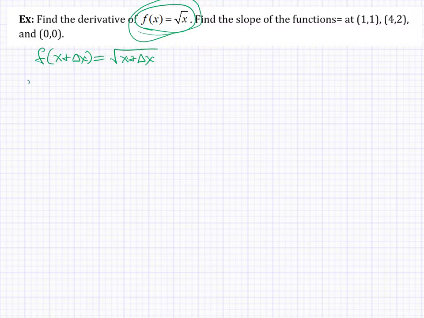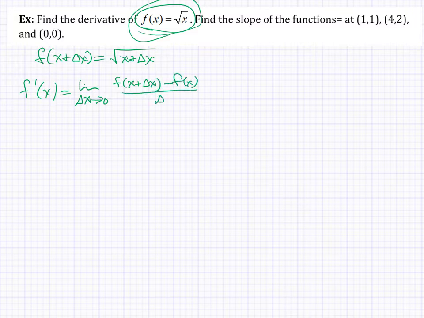So if we use the definition of a derivative to be the limit as delta x goes to 0 of f of x plus delta x minus f of x all over delta x, we would get the limit as delta x goes to 0 of the square root of x plus delta x minus the square root of x all over delta x. Now the major problem here is that delta x is going to 0. We've seen this already. So what are we going to do?